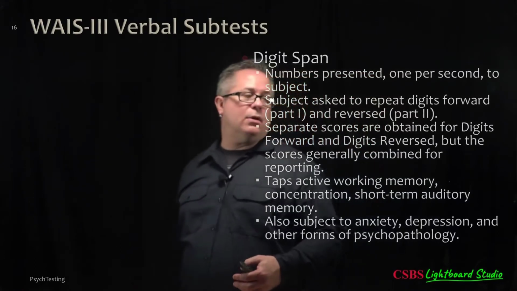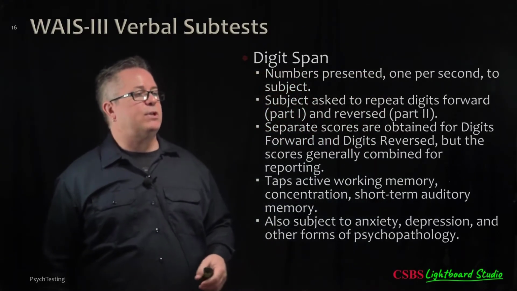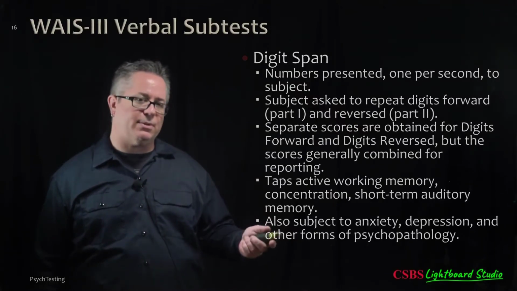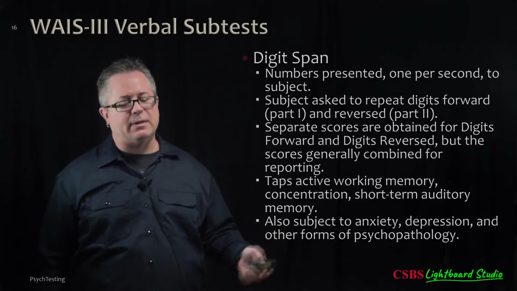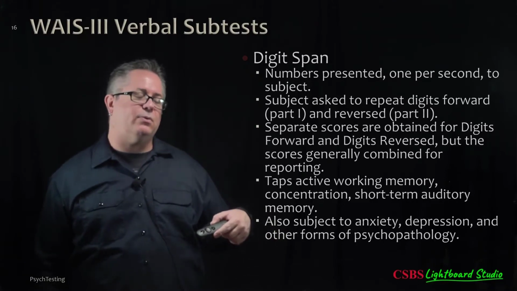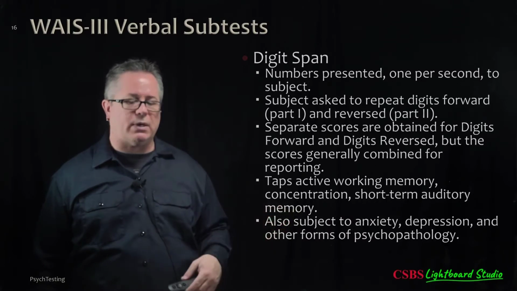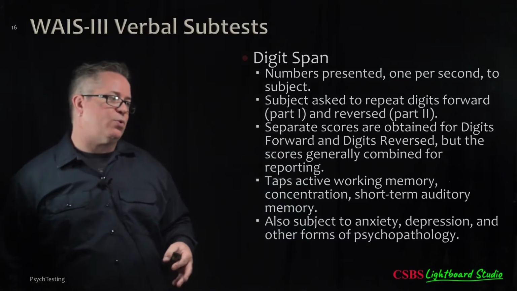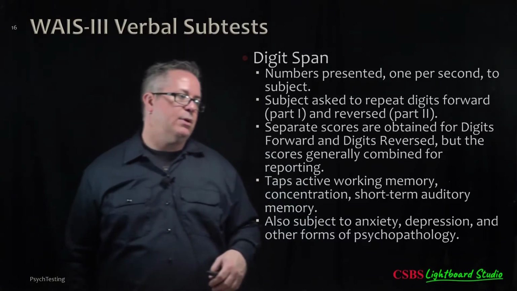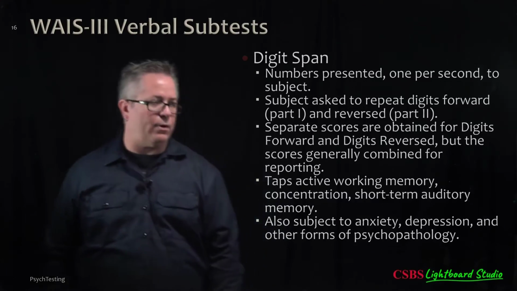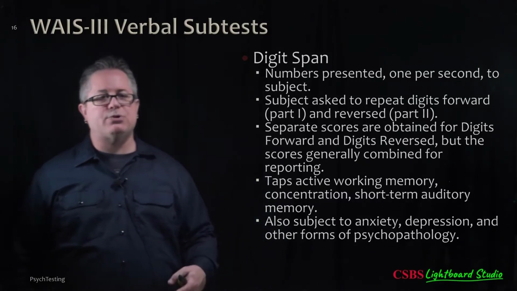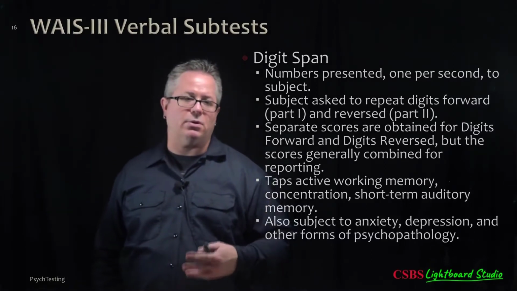Digit span, numbers presented, 1 per second to a subject. The subject is asked to repeat the digits forward and reversed, just like with Stanford Binet. You can kind of see, even though I'm talking about this second, that the Stanford Binet started to adopt or steal a lot of the components that were in the Wechsler to try and remain competitive. There are separate scores obtained for digits forward and backwards, but again, they're combined when reported for this particular subtest. Taps active working memory, concentration, short-term auditory memory, all those things.